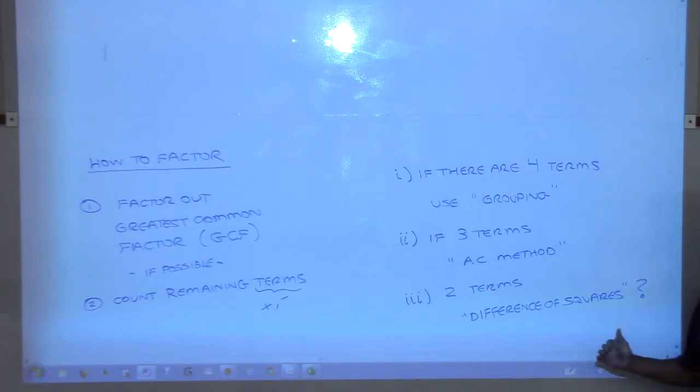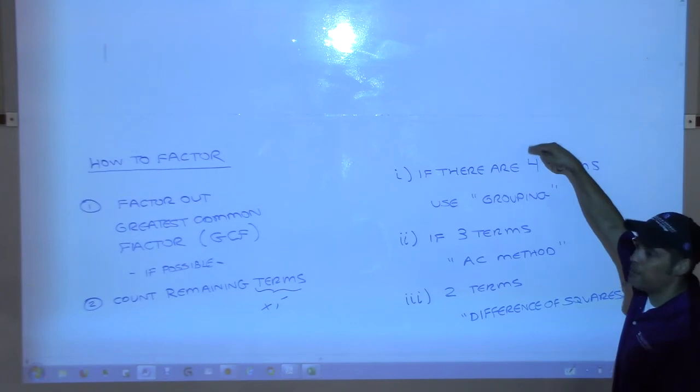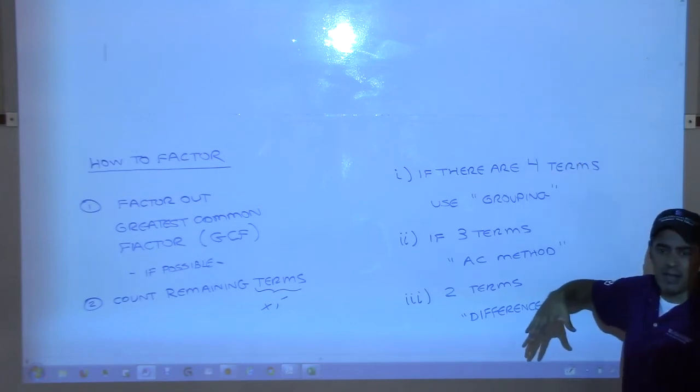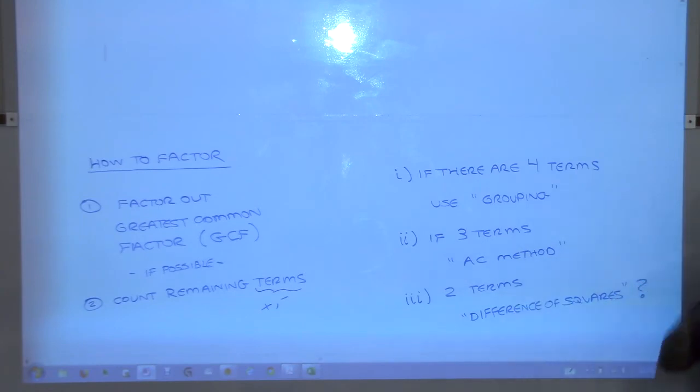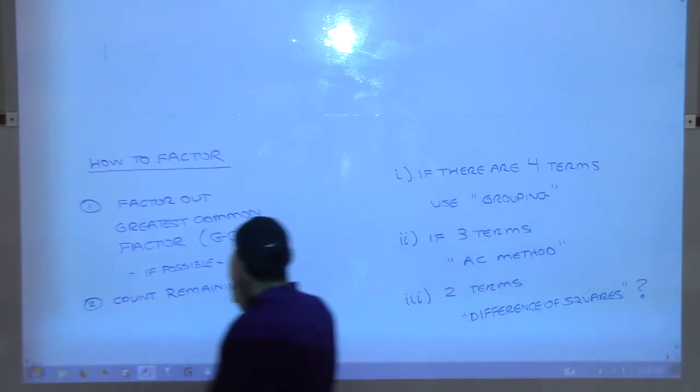Now, it is possible to get 5 or 6 or 7 terms, but not in this class. In this class, 4 is the most you'll ever see. If you were in a 14 class, that could go up to higher numbers, but here we stay at 4, all right? All right, so let's do some examples.